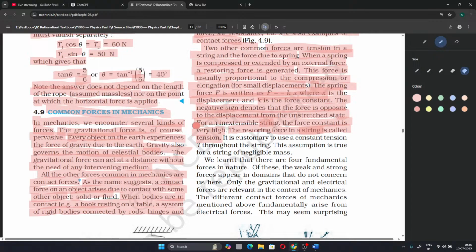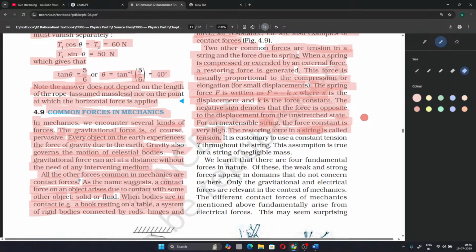Here as well, it's a string. For an inextensible string, the force constant is very high. When we talk about a string here, since it is inextensible, we cannot even extend it. We cannot increase the displacement. We cannot elongate it, or compress it. We cannot compress a string in actuality. We can only talk about elongation here.